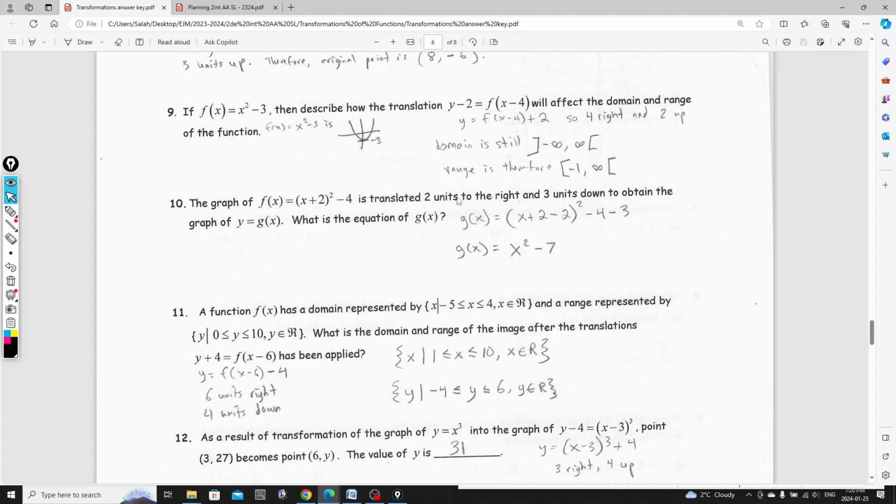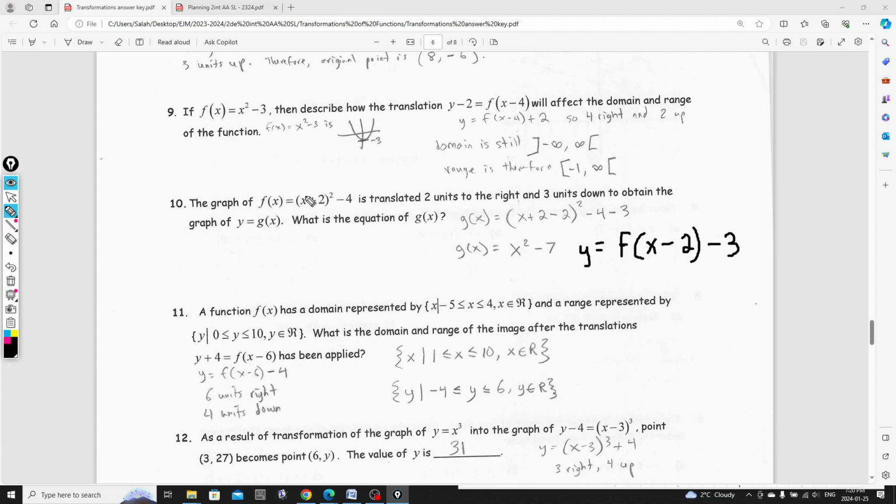Well, if I'm translating this 2 units to the right, that means I have to replace x with x minus 2, because we know that it's the opposite of what it appears. So if I want 2 units to the right, I better write x minus 2. And so here's y equals, and 3 units down. Well, 3 units down just means I have to have a minus 3. And that's exactly what I'm going to do to this function right here.